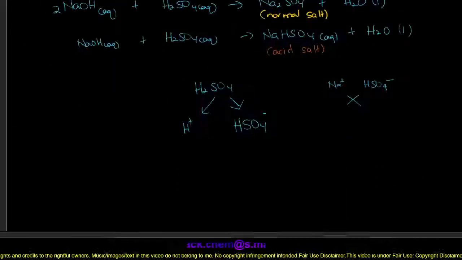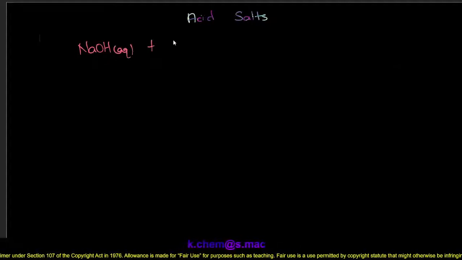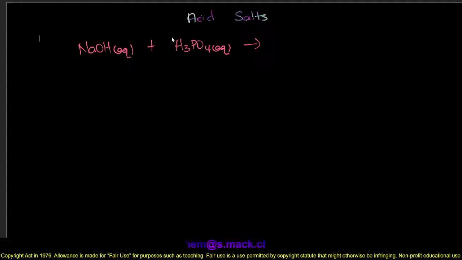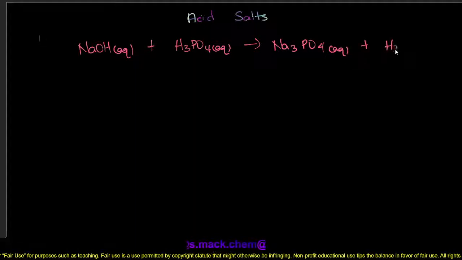Let's look at the formation of the acid salt expected when phosphoric acid reacts. We will start by looking at the normal salt, which is formed between sodium hydroxide and phosphoric acid. In a normal salt, all of the hydrogen ions are replaced by metal ions or ammonium ions. So we will form sodium phosphate and water. This is the normal salt to be formed.